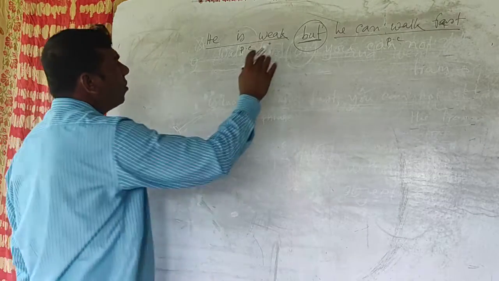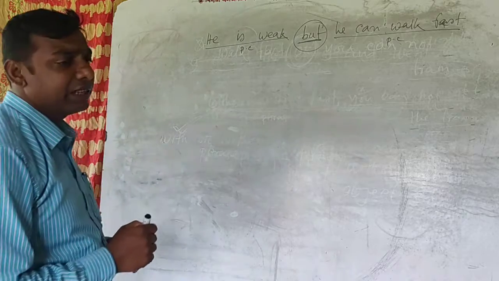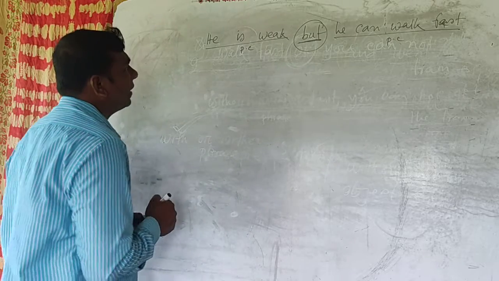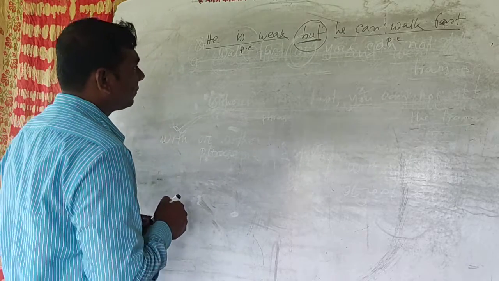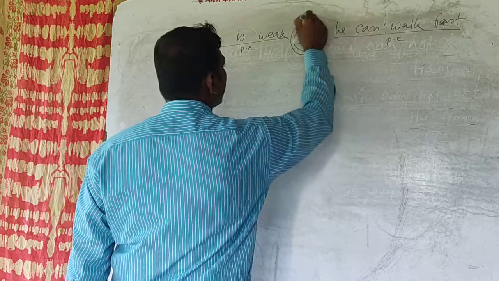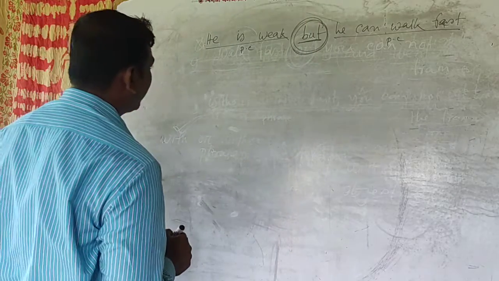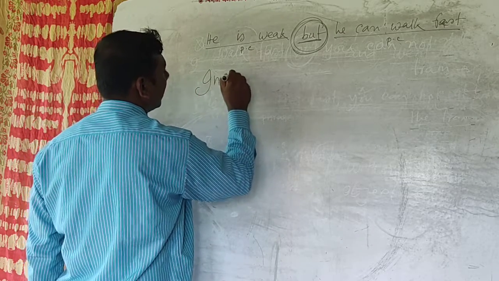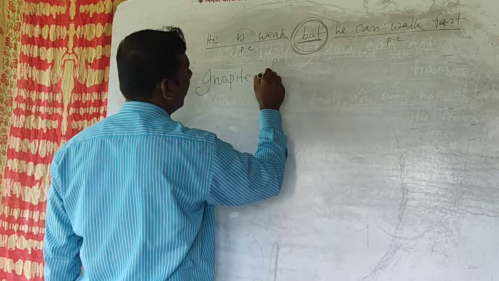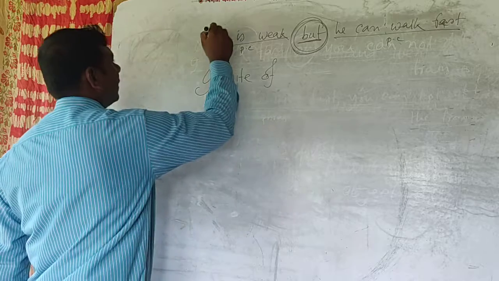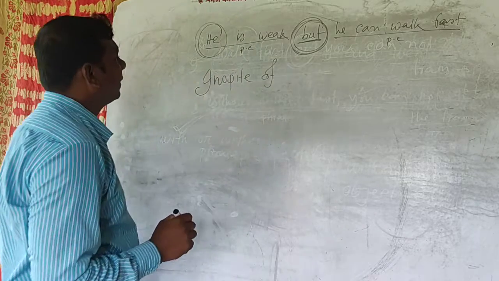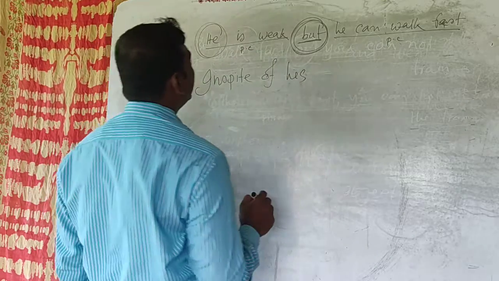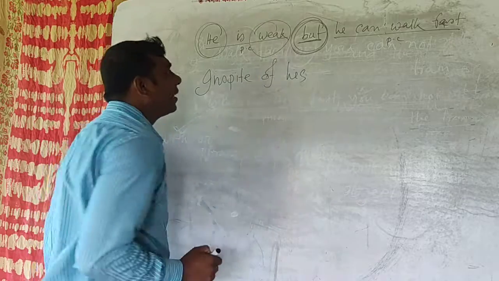Now we can change compound to simple. A simple sentence has one principal clause. So we make a principal clause from this sentence. If the compound sentence is connected by the coordinating conjunction but, the simple sentence starts with in spite of. Then the subject he becomes the possessive form his. In spite of his, weak is an adjective.